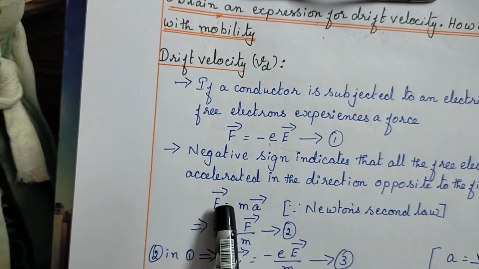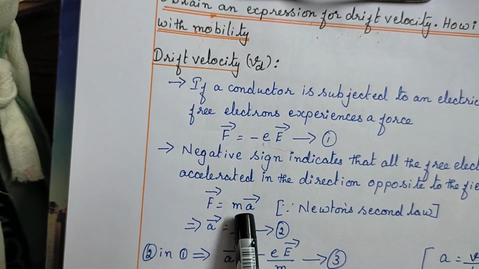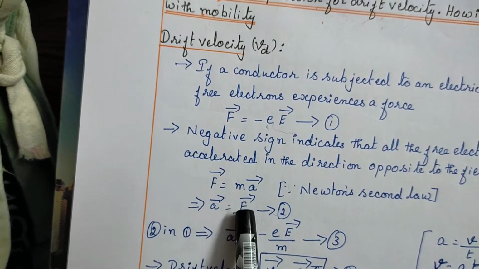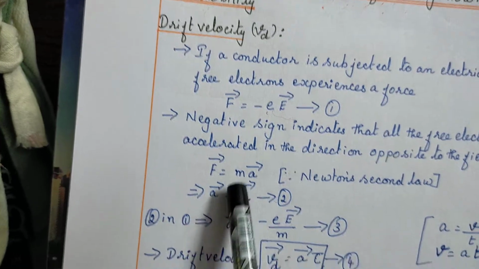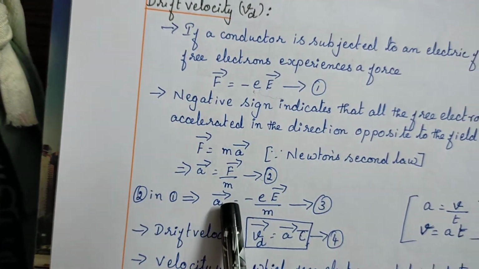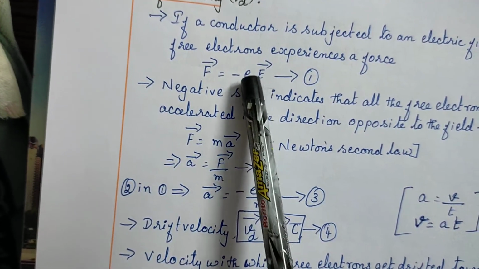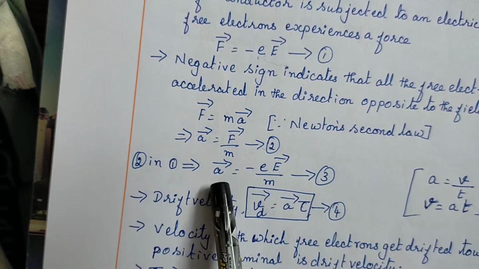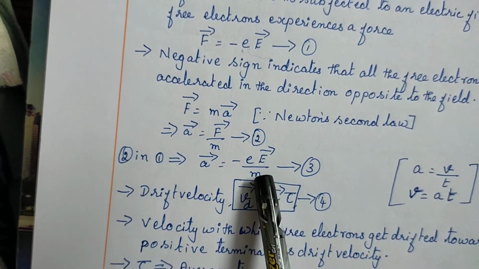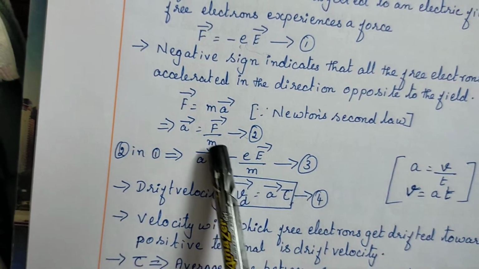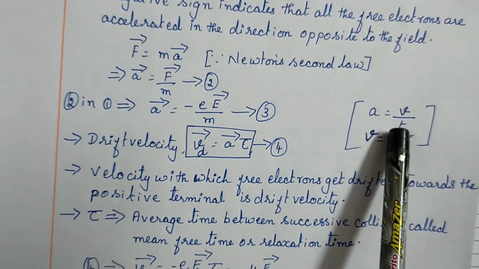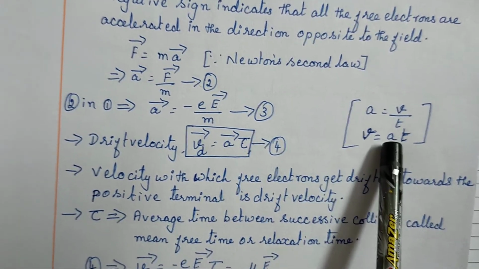According to Newton's law, we know F is equal to ma, mass into acceleration. From this concept, a is F by m. Substituting the force into this equation, the acceleration vector a is equal to minus e E vector by m. This is the acceleration. We know acceleration is nothing but the rate of change of velocity, a equals v by t. From this, v is equal to at.